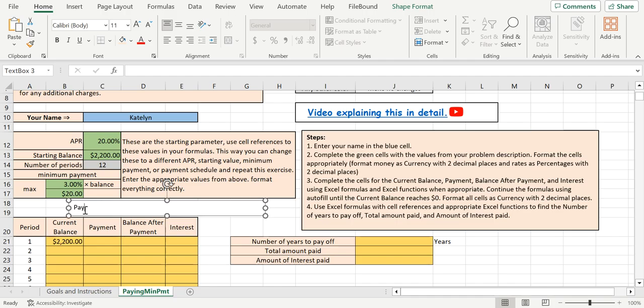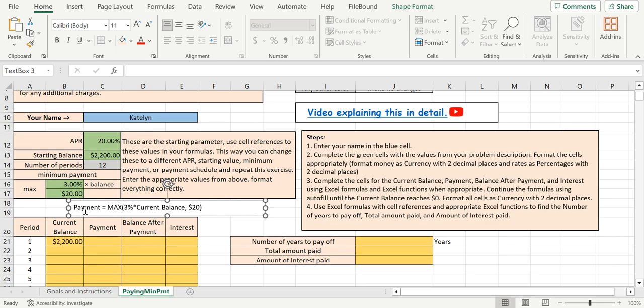Okay, so for this payment, I need to take the maximum, so I'm going to use the max function. I need to take the maximum of 3% of the current balance, so it's going to be that 3% times the current balance, or the fixed minimum. The fixed minimum is our $20. So that $20 is going to be the other part in here that we're thinking of as our fixed minimum. When I put this formula in, I want to make sure I lock the cell references to the 3% and to the $20 because those will stay the same throughout all of the formulas.